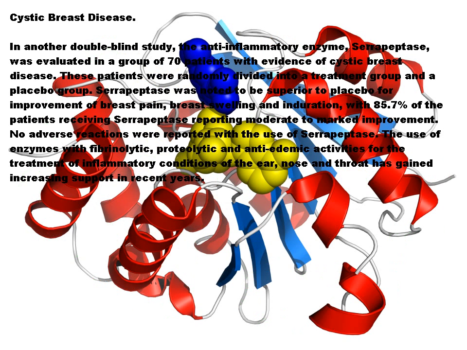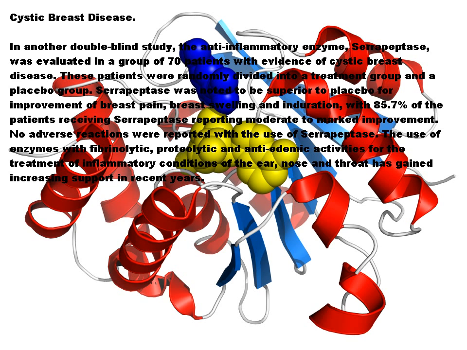Cystic breast disease. In another double-blind study, the anti-inflammatory enzyme serrapeptase was evaluated in a group of 70 patients with evidence of cystic breast disease. These patients were randomly divided into a treatment group and a placebo group. Serrapeptase was noted to be superior to placebo for improvement of breast pain, breast swelling and induration, with 85.7% of the patients receiving serrapeptase reporting moderate to marked improvement. No adverse reactions were reported with the use of serrapeptase.